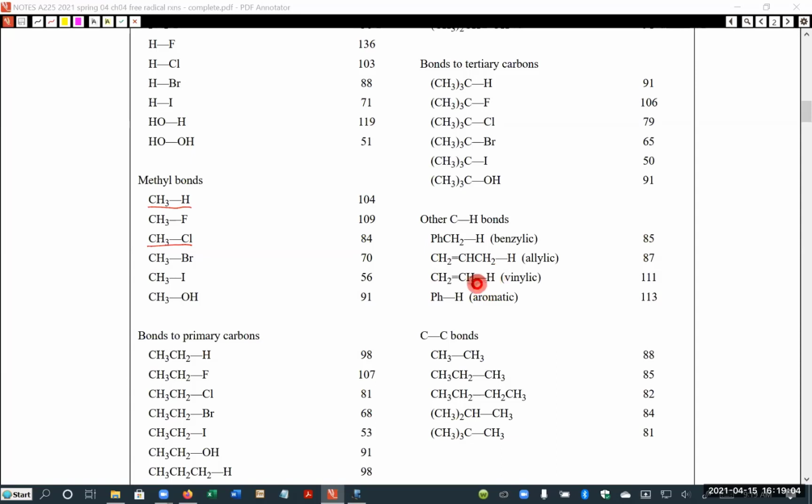This is vinylic. This is a hydrogen directly attached to a carbon of the double bond, so that we get a vinyl group right here. That has a different number. And then finally, this is a phenyl group, one of the hydrogens on a benzene ring, for example, breaking there. And that's a different number. You see there's a big difference in these numbers.